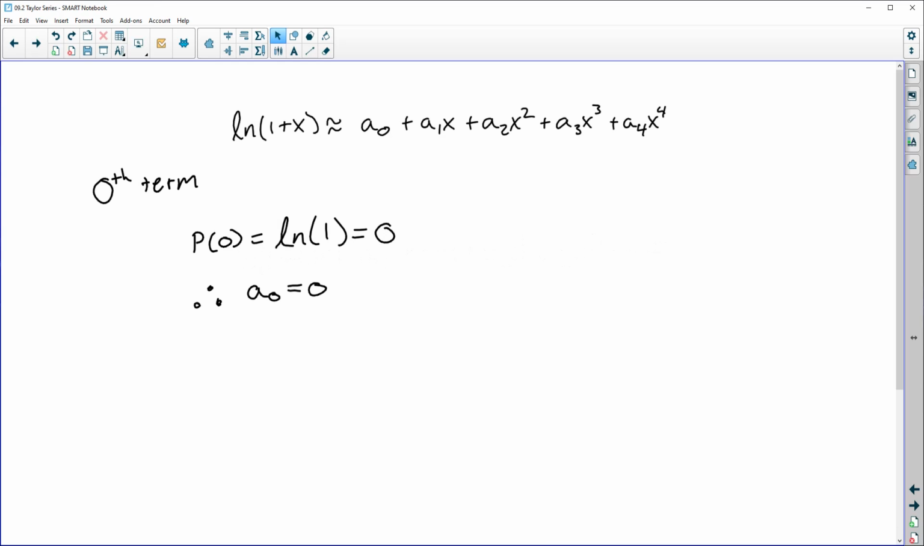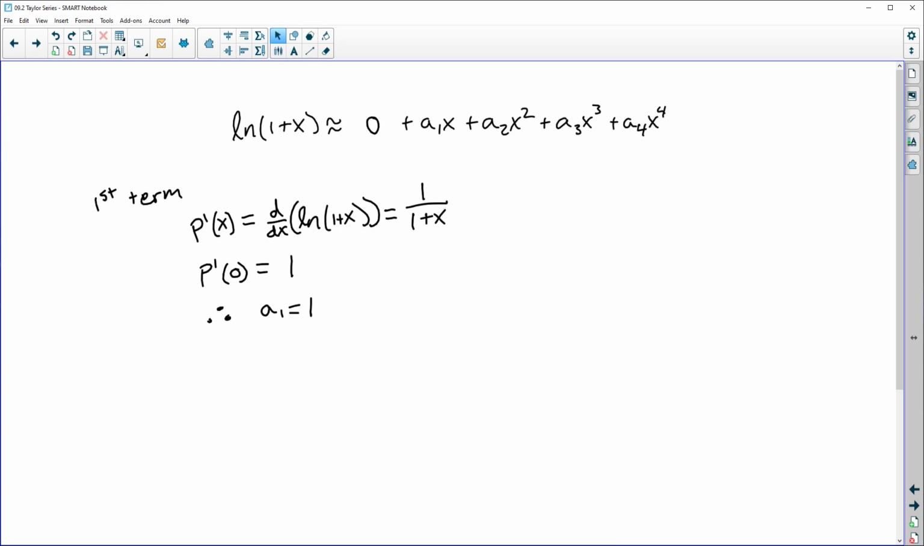For our first term, we are going to set the function itself equal to 0, or more specifically, we're going to evaluate x equaling 0. In this case, the natural log of 1 plus 0 is just the natural log of 1, which itself is 0. That leaves our constant term equaling 0.